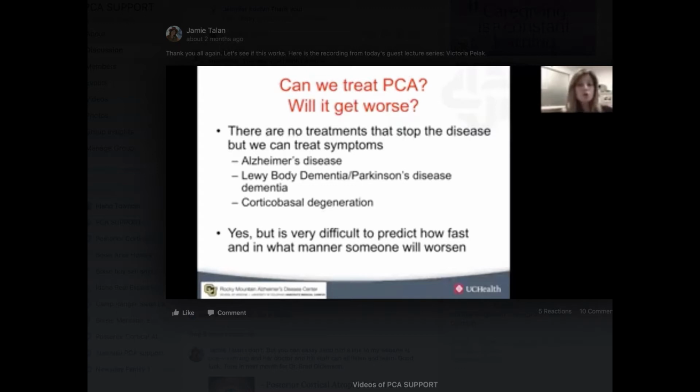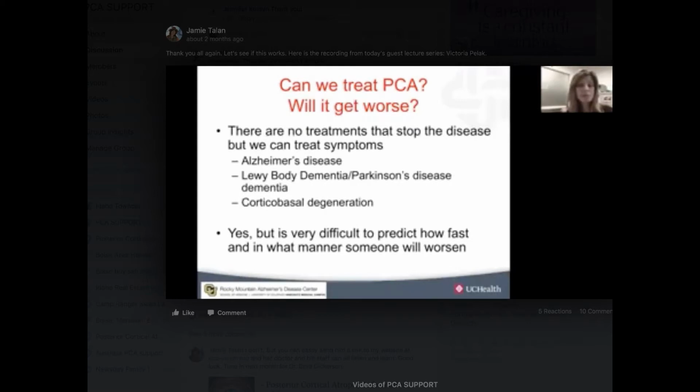First, we know there's no treatments that stop the disease, but we can treat the symptoms. So for Alzheimer's disease, Lewy body dementia, and even cortical basal degeneration, there are specific medications that can help treat the symptoms, but not necessarily, and we know this, stop the disease. And when we did our Facebook survey, we found that many patients, in fact the majority, are on medications that are approved for Alzheimer's disease.